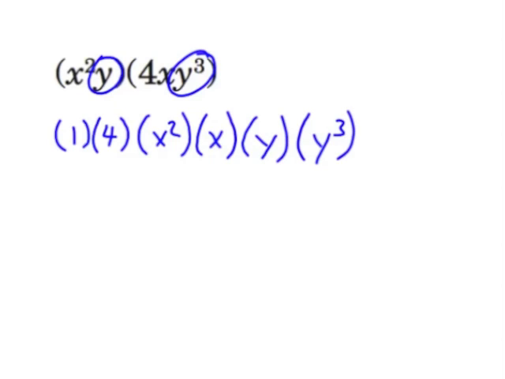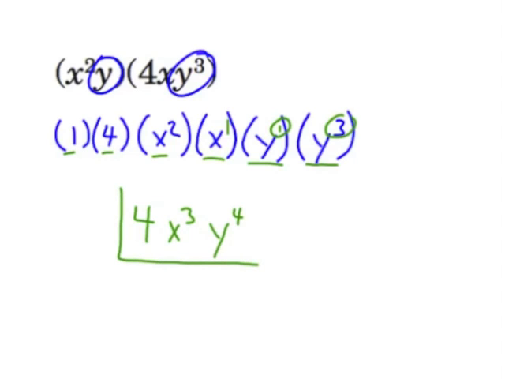And now I can start my multiplication. 1 times 4 is 4. And now x squared times x would be x to the power of 2 plus 1, x to the power of 3. Now y to the power of 1 times y to the power of 3 equals y to the power of 1 plus 3, and you get y to the power of 4. So this is your final answer. 4x cubed times y to the fourth.